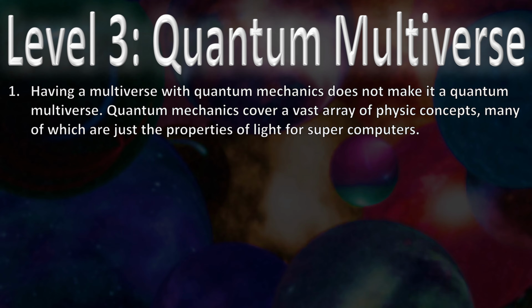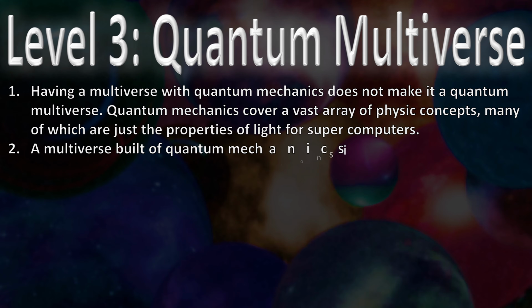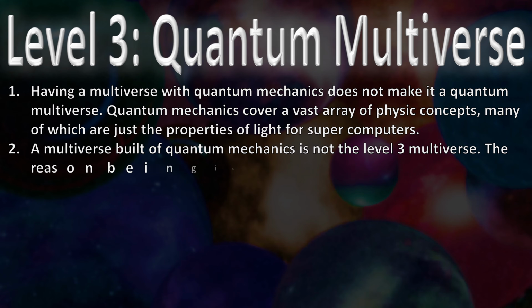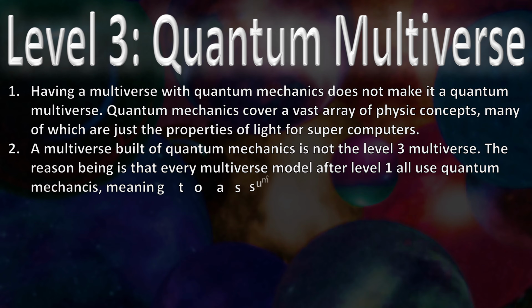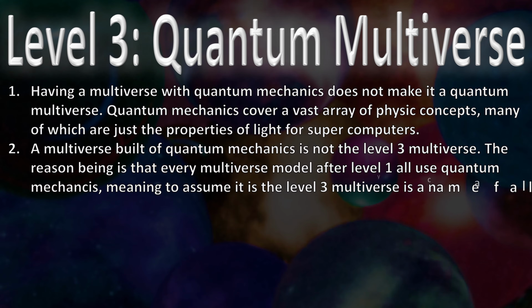The second one is having quantum mechanics in a multiverse, which is similar to what I just said but slightly different. It does not make it the level 3 multiverse. The reason being, string theory and all level 2 multiverse theories are actually built on quantum mechanics as well. They use it to explain gravity to then go forward and explain their multiverse theories. Because of this, just saying you have a quantum multiverse is either a name fallacy, because you're trying to appeal to the name of this level 3 multiverse, or it is just a misuse of the term, trying to call it the quantum multiverse of level 3 when it's actually a quantum multiverse model that is a level 2 multiverse.